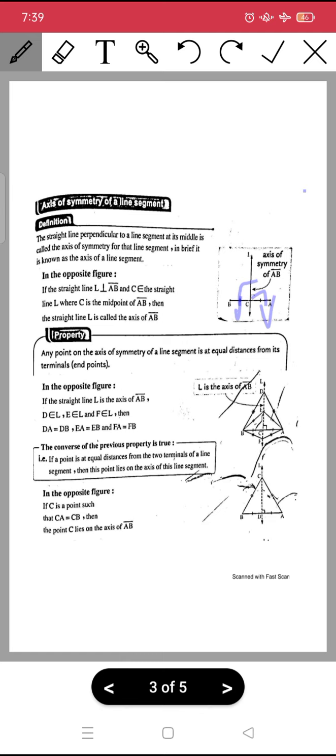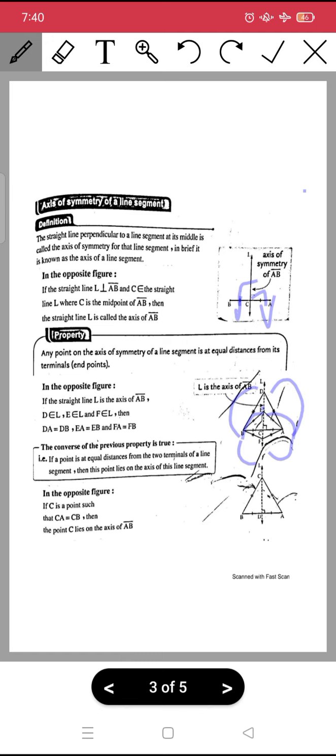There is a property that tells me any point on the axis of symmetry of a line segment is at equal distance from its terminals, which are the endpoints. Here as we see AB is a line segment, L is the axis of symmetry. E is a point on this axis of symmetry, so the length of BE equals the length of EA. D is a point on the axis of symmetry, so the length of BD equals the length of DA. F is also a point on the axis of symmetry, so BF equals FA.